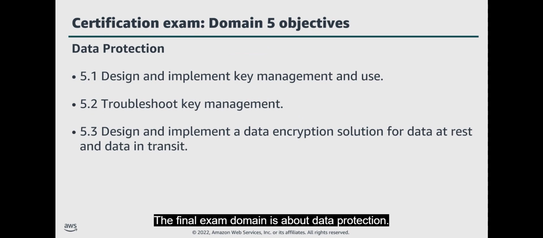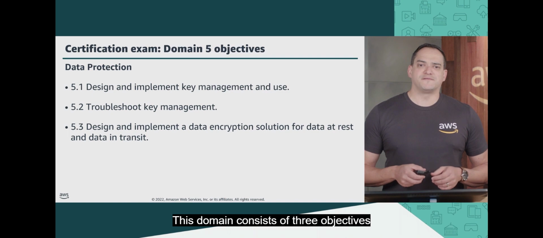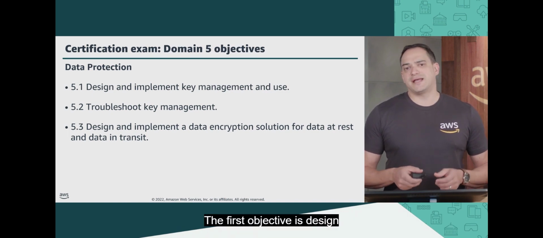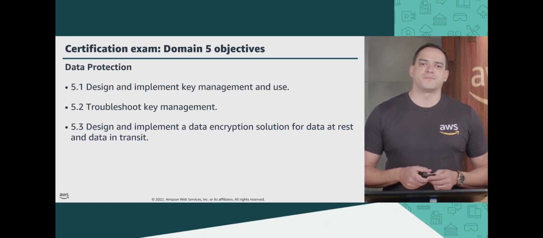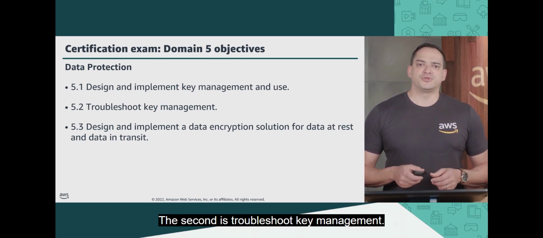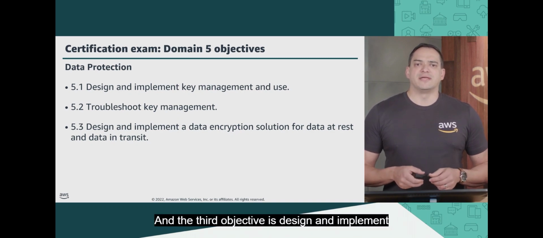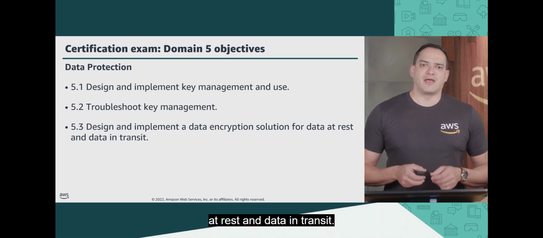The final exam domain is about data protection. This domain consists of 3 objectives and makes up 22% of the exam. The first objective is, design and implement key management and use. The second is, troubleshoot key management. And the third objective is, design and implement a data encryption solution for data at rest and data in transit.